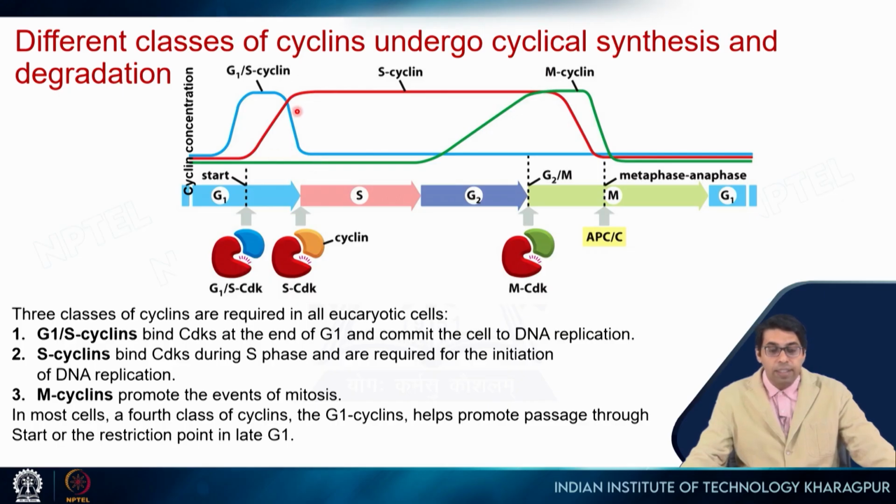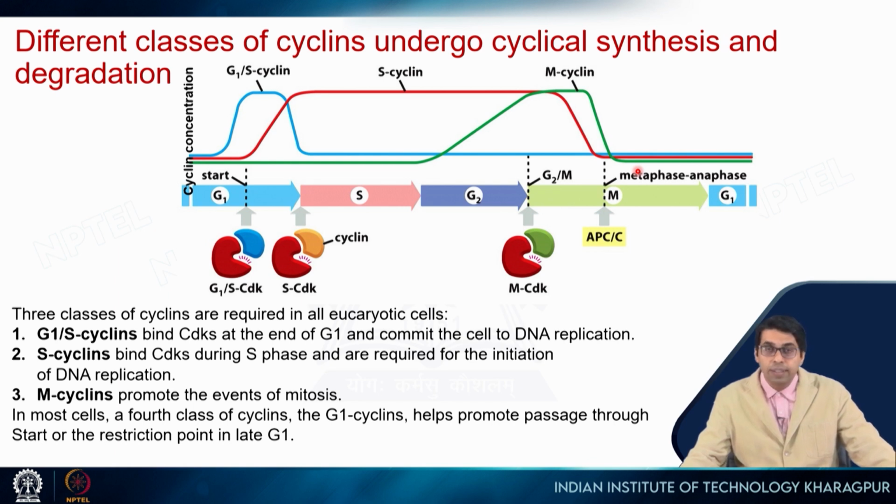Now, the second cyclin comes in, which is the S cyclin. S cyclin binds to CDKs during the S phase and is required for the initiation of the DNA replication, right. So, it will be present throughout this and then it will get degraded. And then the third one comes in, which is the M cyclin, which promotes the events of the mitosis, right. So, it is produced here and then again it is degraded, right.